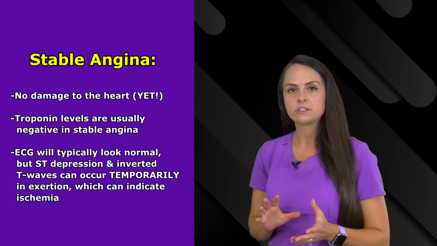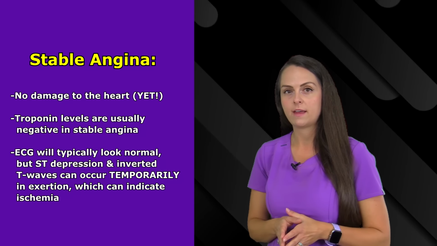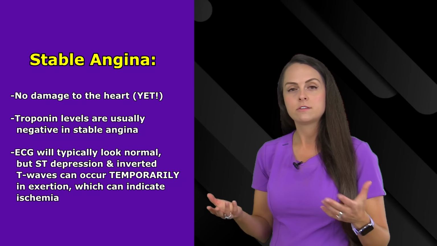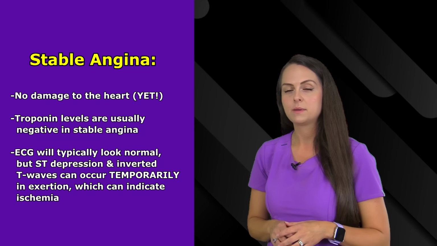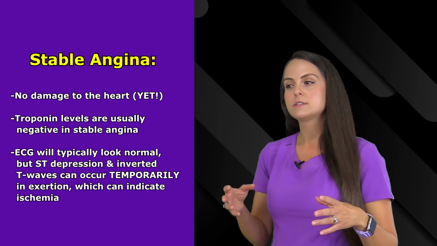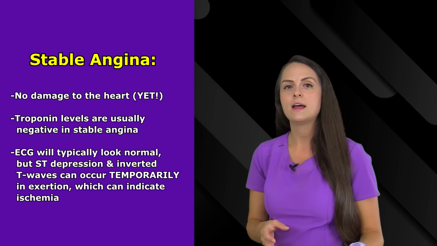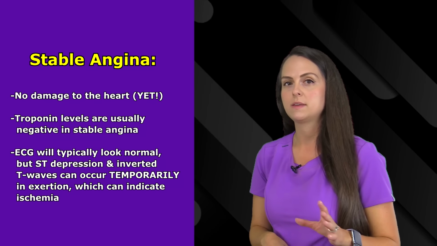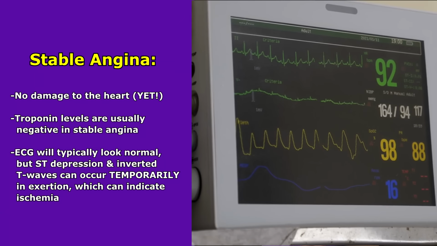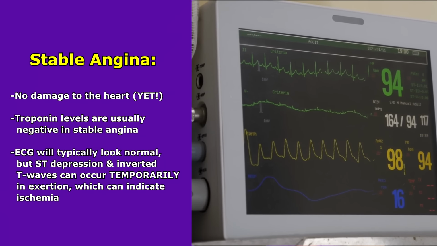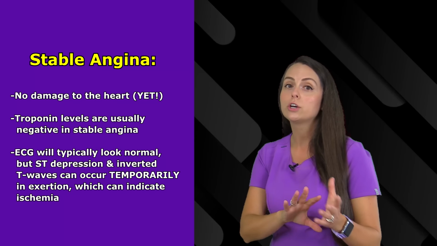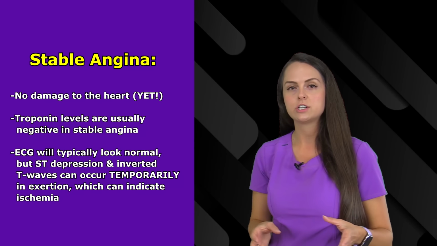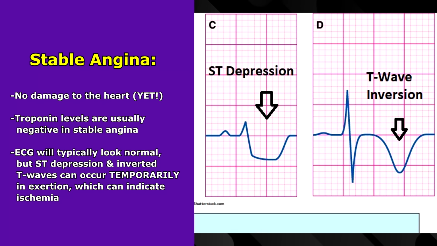So one way we can look for damage in the heart is looking at troponin levels. With stable angina, those troponins typically are going to be negative because remember, troponin levels help us detect a protein in the blood that's released by muscle cells whenever they become damaged. In addition, when you look at the ECG, if the patient's resting, not exerting themselves, it's typically going to look normal. However, on exertion, there can be some ECG changes such as ST depression, and those T waves can be inverted. This is telling us we got some ischemia.